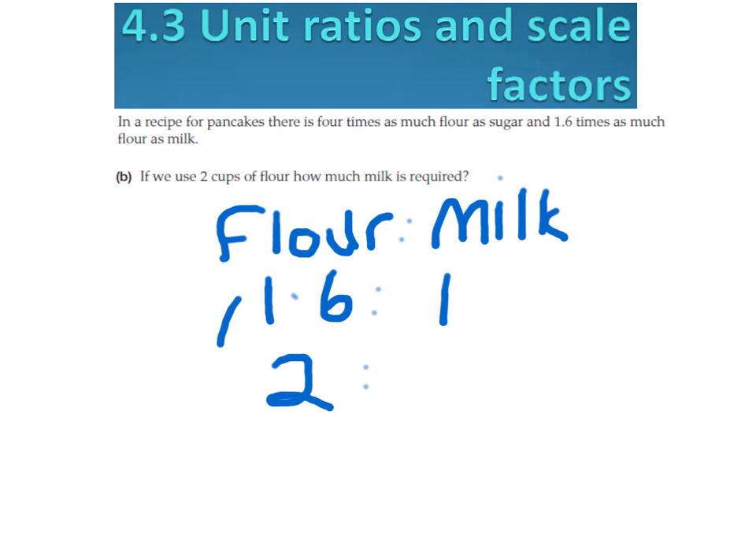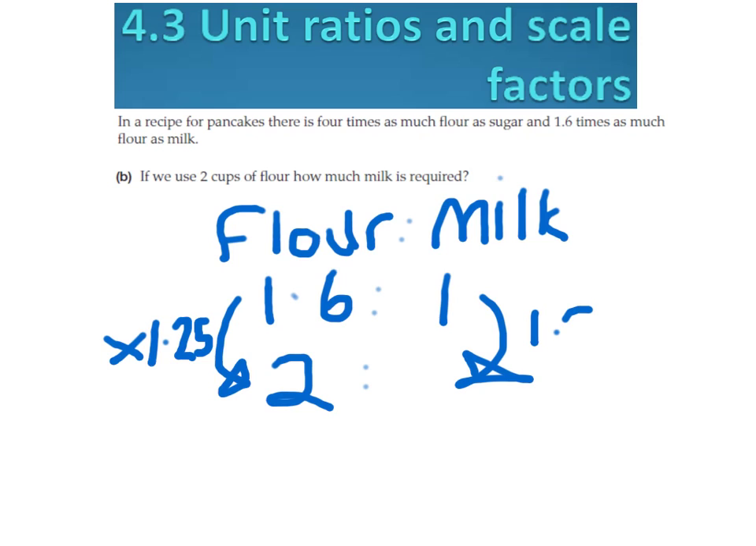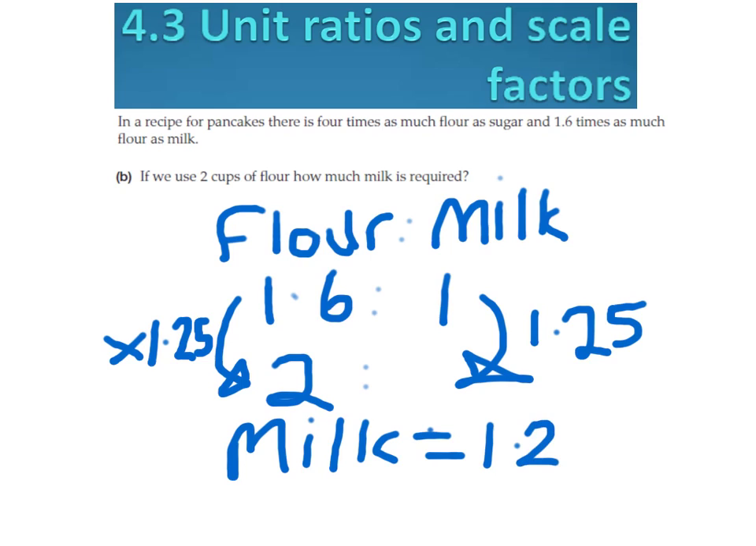Again, obviously the bottom number is bigger, so I have to times by. And if I do 2 divided by 1.6 on the calculator, I get 1.25. And obviously if I'm going to do 1 times 1.25, it's going to tell me that I need 1.25 amounts of milk for this recipe. And that's the end of the tutorial.